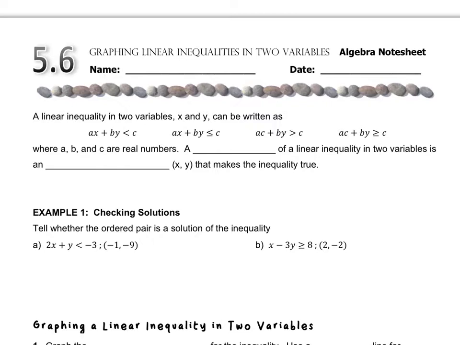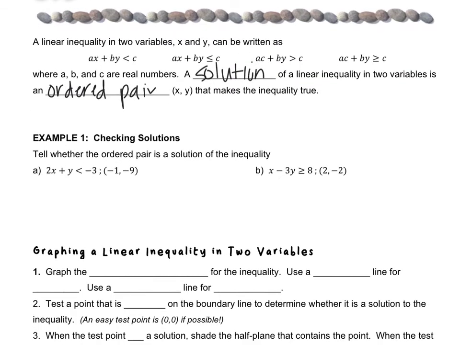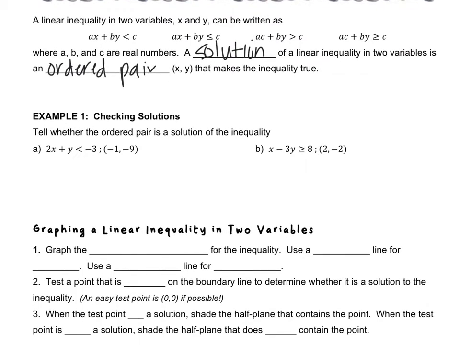But just to refresh your memory, an inequality has one of these symbols, less than or equal to, greater than or equal to. And remember, a solution of an inequality is the point that makes it true. In this case, since we have two variables, we're looking for an ordered pair. So first, at a beginner level, we check to see if this ordered pair is a solution, and the way we do that is the way we've always done it, by plugging in the values and seeing if it is true.